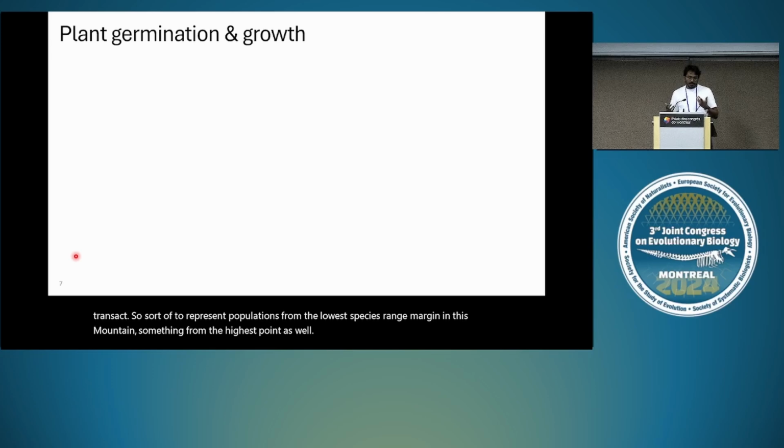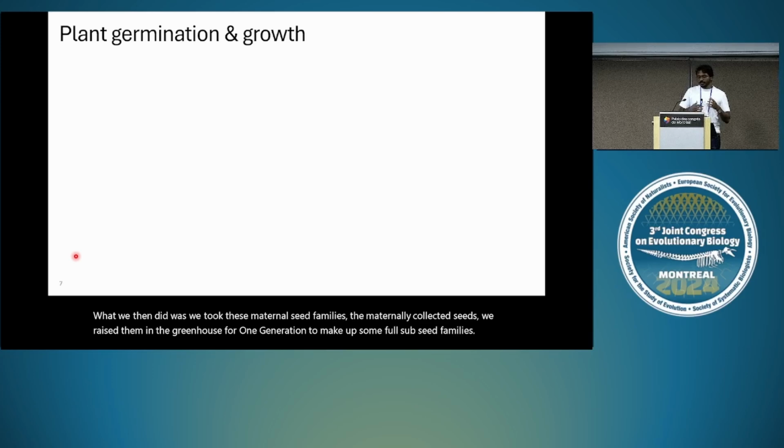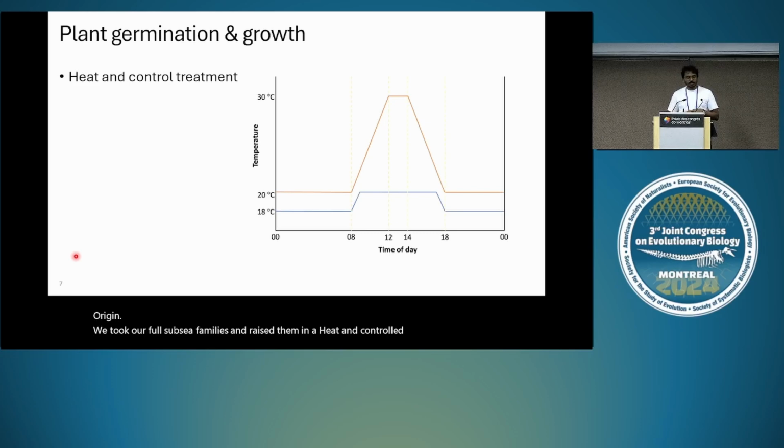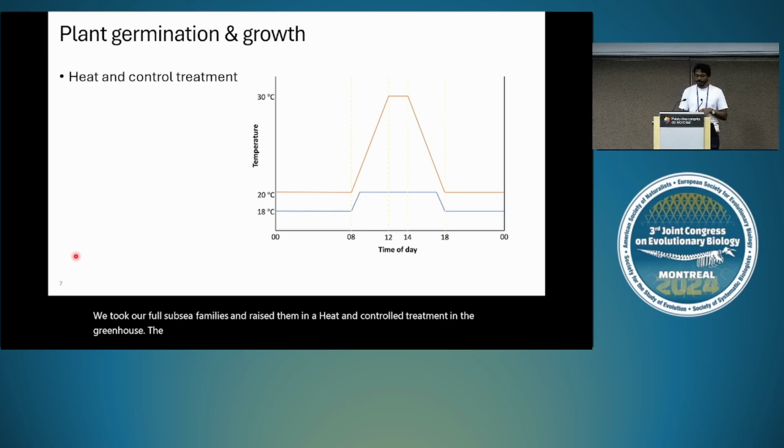What we then did was we took these maternal seed families, so the maternally collected seeds, and raised them in the greenhouse for 1 generation to make full sib seed families. We also did this extra generation in the greenhouse to minimize effects of site of origin. We took our full sib seed families and raised them in a heat and control treatment in the greenhouse. The heat treatment was characterized by a 30-degree peak around midday.